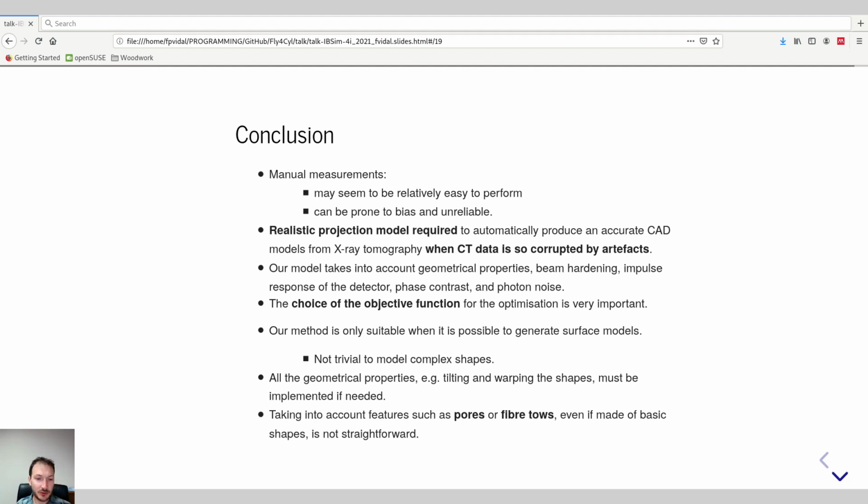So now there are limitations. Our method is only suitable when you can generate surface models. And it might not be trivial for complex shapes. And you will need to model all the geometrical properties, like if it's tilting, warping, if there are pores, fiber toes, even if it's small, simple shapes. This is not straightforward to do. So we need to be able to model or sample.